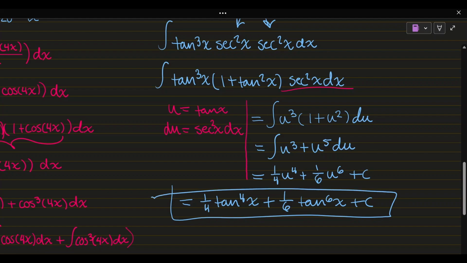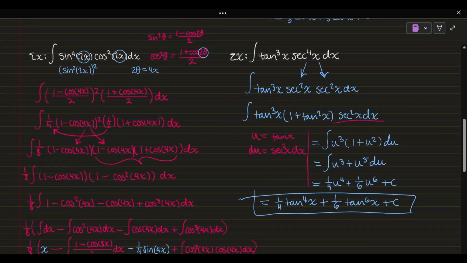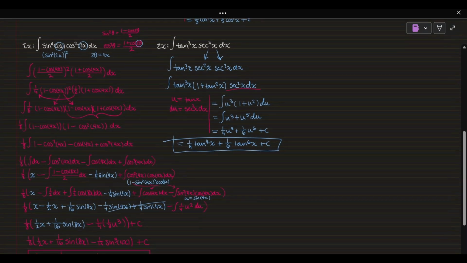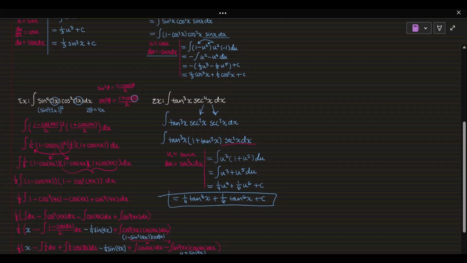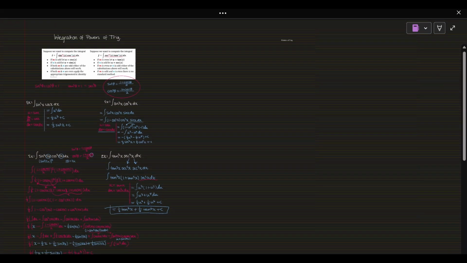Okay, we are done with that problem. Now I know this middle problem is kind of long, but it shows the process of what happens when sine and cosine both happen to be even. And that kind of wraps up what I wanted to say about integrating powers of trig.